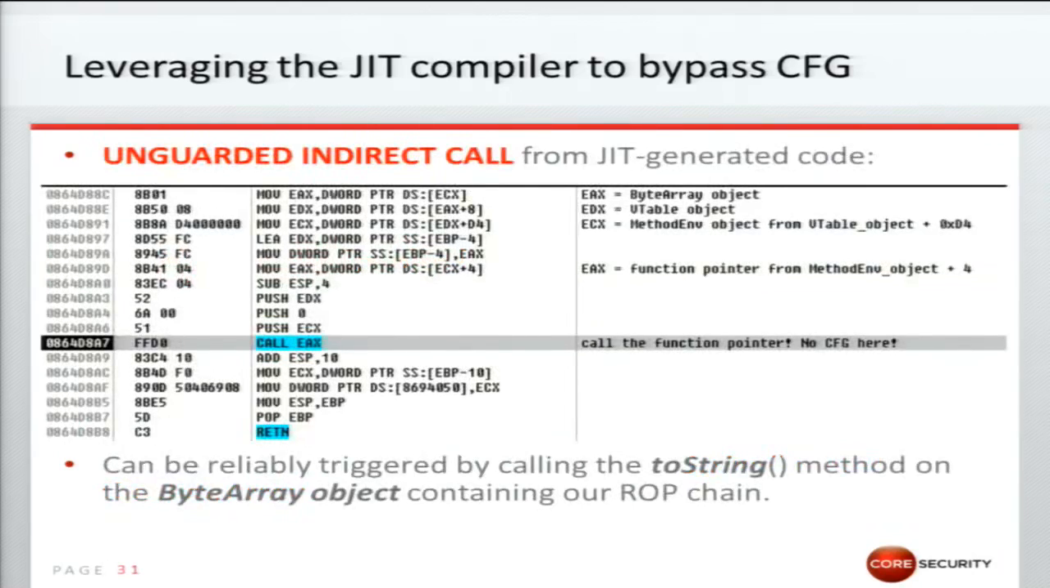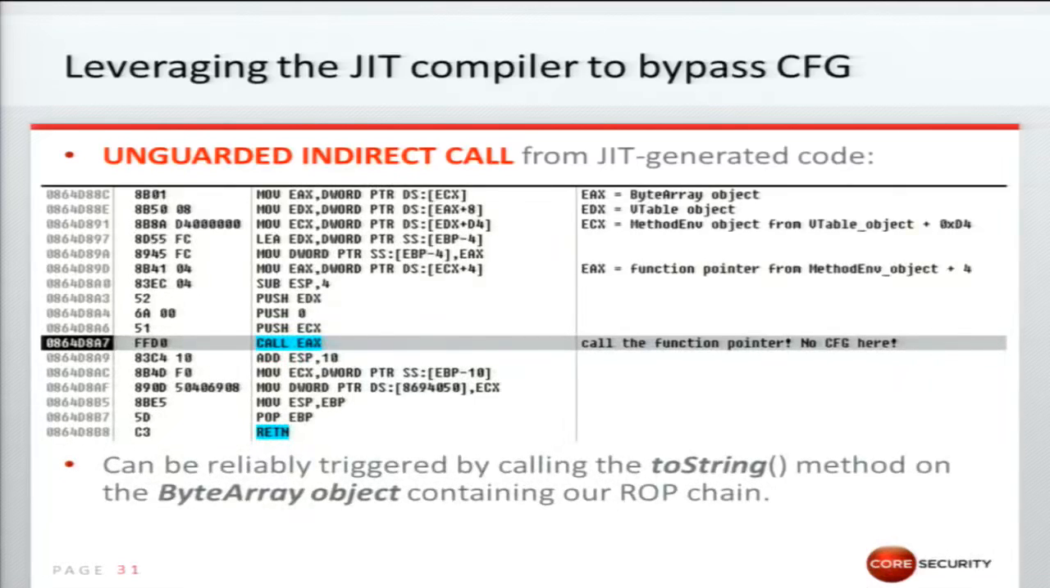Look, this piece of code is code generated at runtime by the just-in-time compiler, so it's located somewhere on the heap. First, we can see here the comments. It grabs the address of the byte array object, then it dereferences the address of the BTable object from offset 8, then it grabs the MethodEnv object from offset d4 of the BTable, and then it grabs the function pointer located at offset 4 of the MethodEnv object. And finally, it calls it through that indirect call, which is the call EAX instruction. So it's calling a function pointer with an indirect call, and there's no control flow guard here.